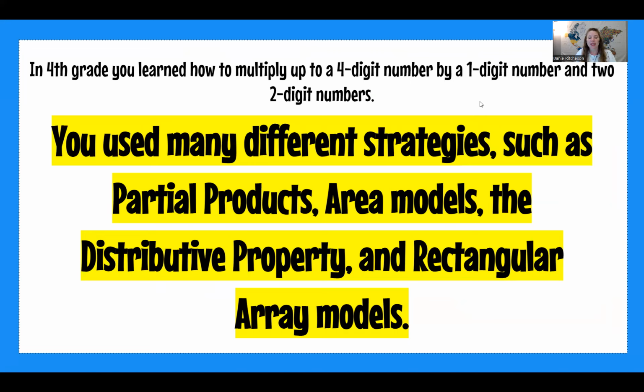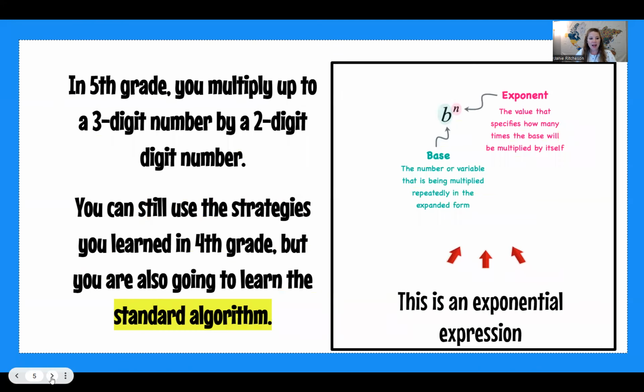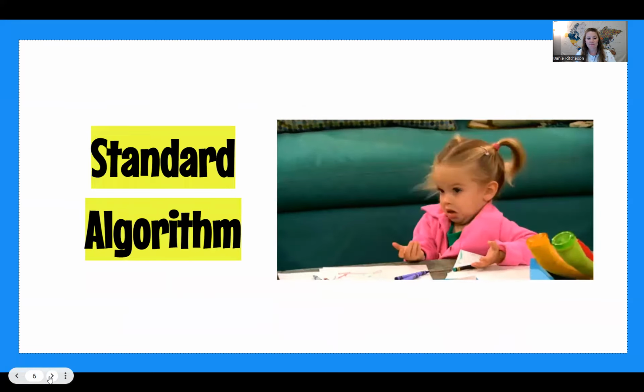Also, I meant to mention, in fourth grade, you did use many different strategies, such as partial products, area models, the distributive property, and rectangular array models. So I hope you remember those strategies. You can use whichever one is best for you. But one of the fifth grade standards is that you're going to multiply up to a 3-digit number by a 2-digit number. You can still use those strategies you learned in fourth grade, but we're also going to learn the standard algorithm, which is what I'm going to show you today.